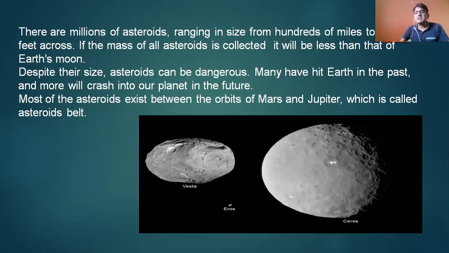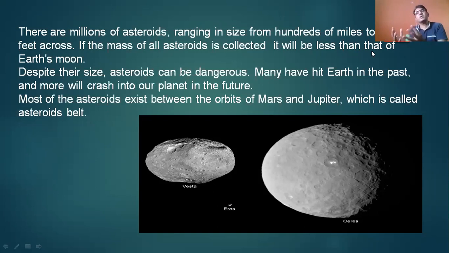So there are millions of asteroids. You can see these are the asteroids found in the solar system. There are millions of asteroids ranging in size from hundreds of miles to several feet across, so they have different sizes. If the mass of all the asteroids were collected, it would be less than the mass of the moon. So if we collect the mass of all these asteroids and join them together, even then their mass would be less than that of our moon.